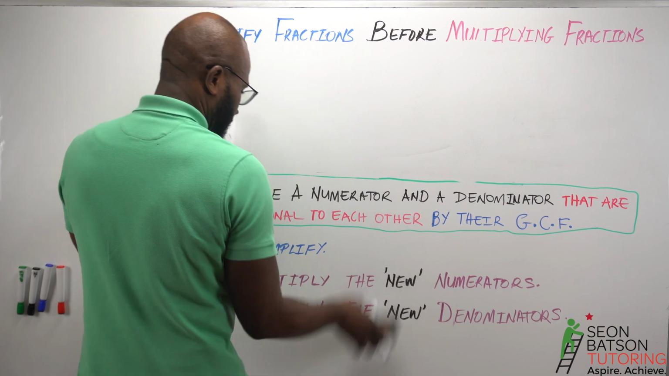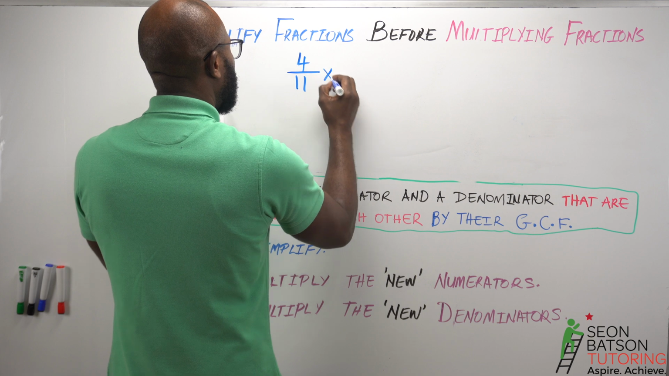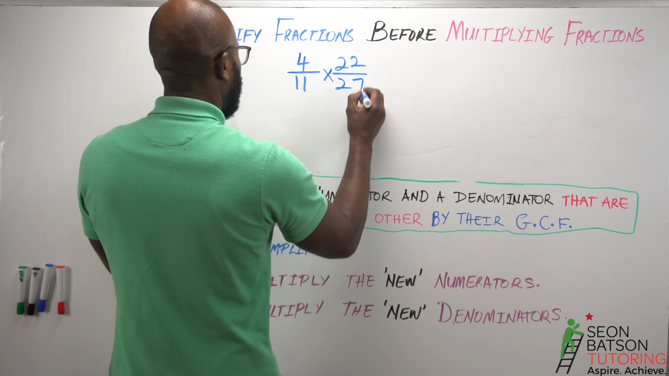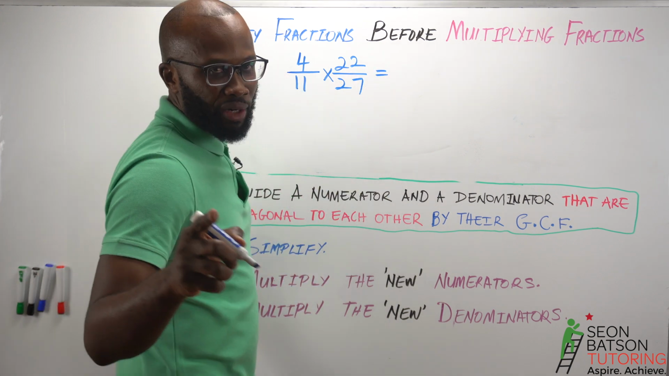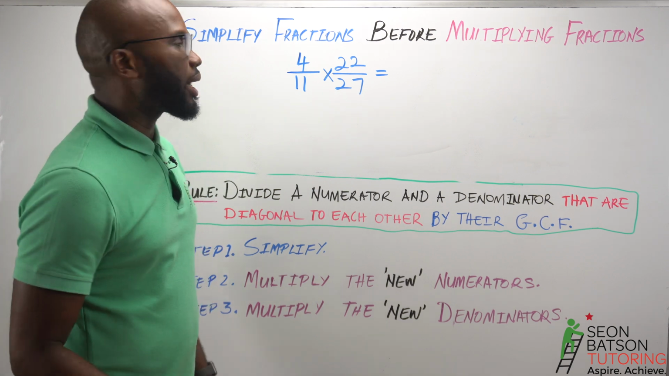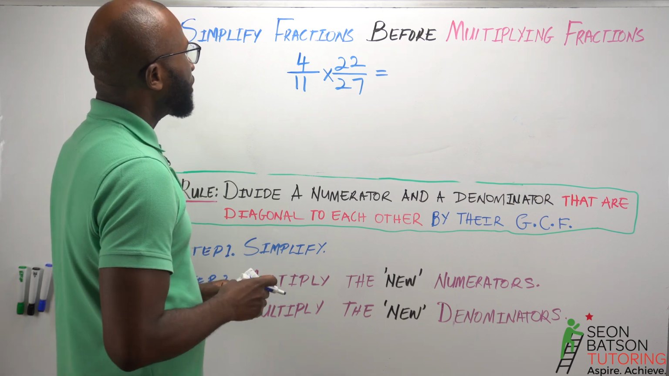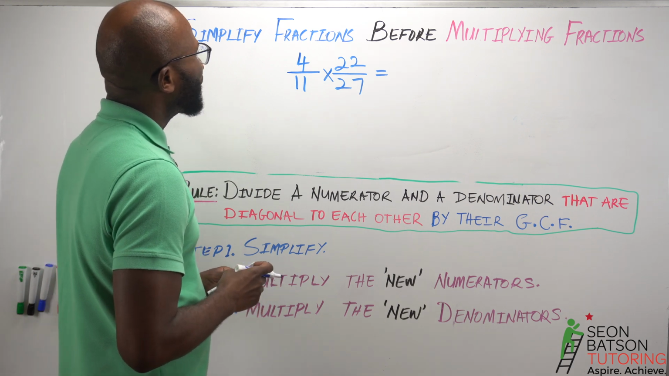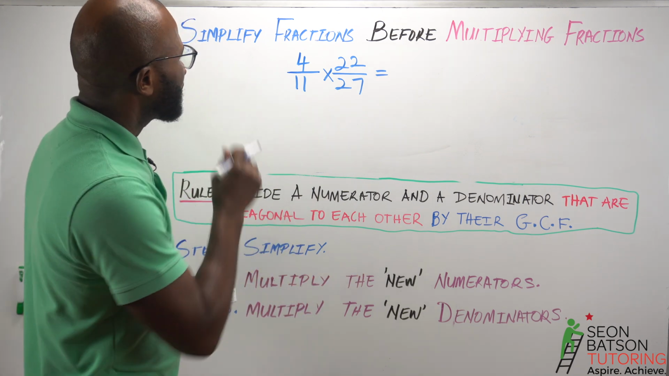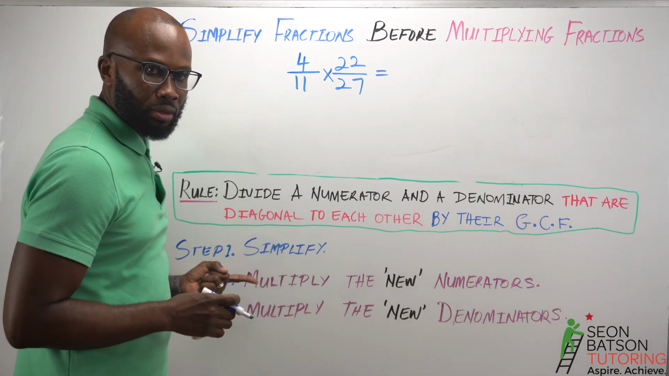Okay? All right, let's do 4 over 11 times 22 over 27. Never forget, my friends, always simplify before you multiply. Yes? Again, we would like to multiply 4 11ths by 22 27ths. Whoa, that sounds big. Sounds like a lot. So, our first step will be to simplify the fractions.